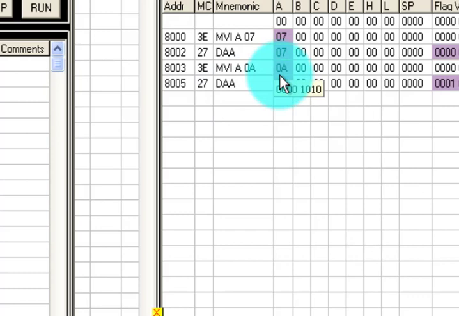So this is how DAA can be used. That's all for this particular session. We have covered the arithmetic instructions in this session. We will cover the logic instructions in the next session.